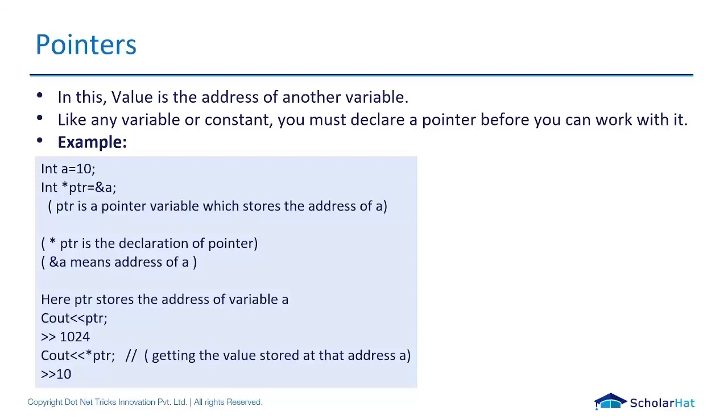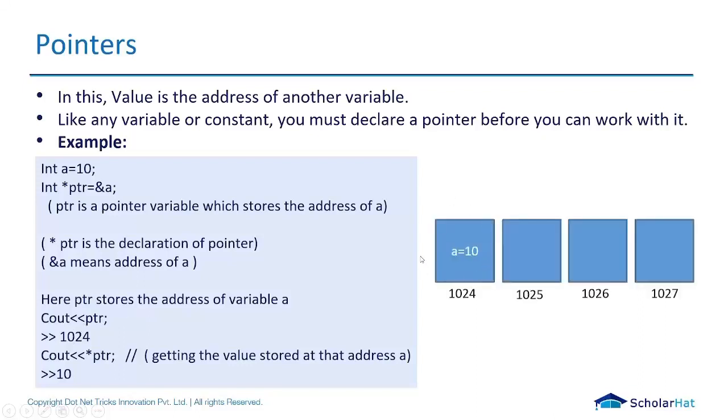Now if I print out cout ptr, it is going to print some address value only. And if I write cout star ptr, that is going to give the value present at that address. What I mean by these things is, I am going to go to VS Code and explain a lot about pointers. Like what is the dereference operator? We call this the dereference operator also.